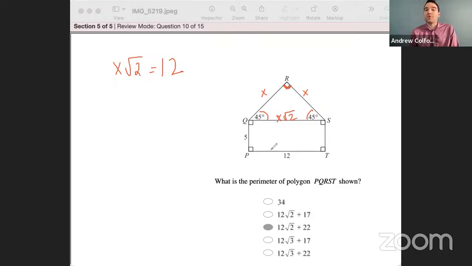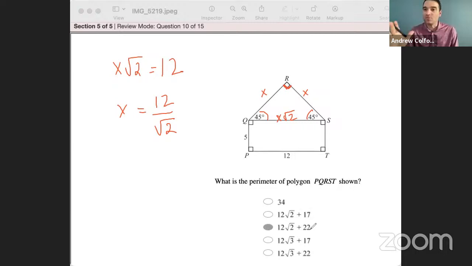Now, it's asking for the perimeter of this shape. So I need to figure out what x is. x is equal to 12 over the square root of 2. Now, here's where we get into a little bit of math nerddom. By convention, you are not supposed to have a radical in the denominator of a fraction. So if you do a ton of work on a geometry question and you end up with an answer like this, but you don't see it in the answer options, it's because they've done something called rationalizing the denominator.